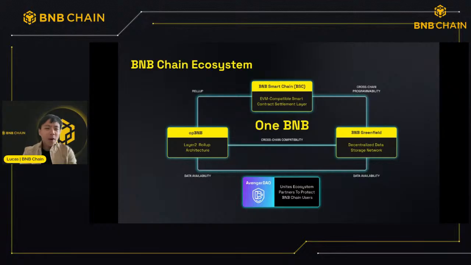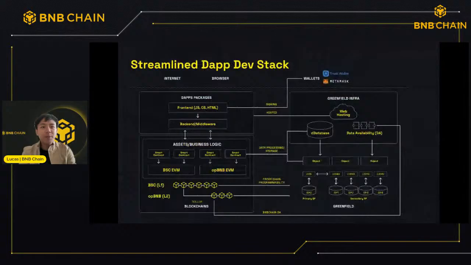So now, how exactly do you build with BNB Chain? This is our streamlined decentralized application development stack. In traditional Web2 development, applications are structured around a three-tier architecture. It consists of the presentation layer. This is where users interact with the application, typically built using frameworks like JavaScript. The application layer, or your backend. This layer contains the business logic and processes user inputs. The data layer, or your database. This is where application data is stored and managed.